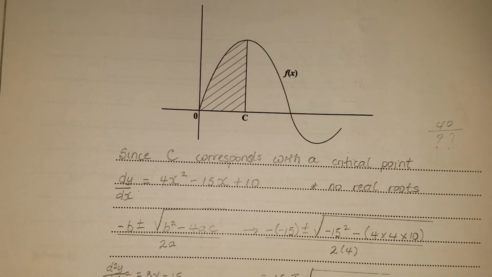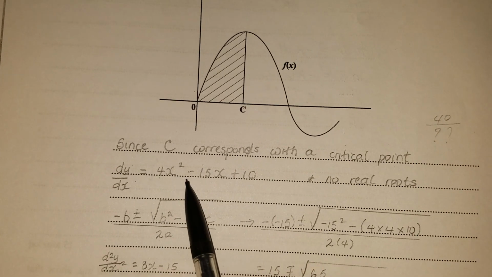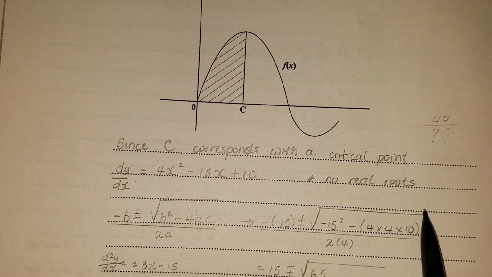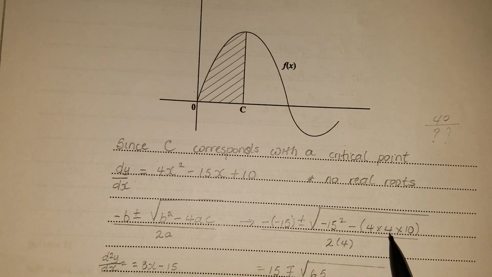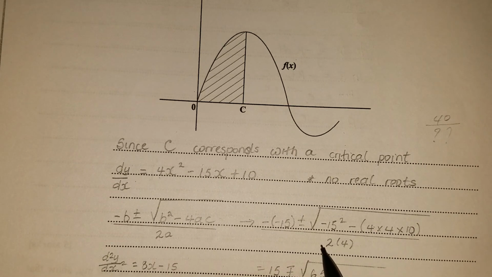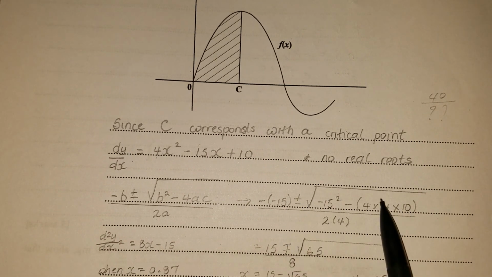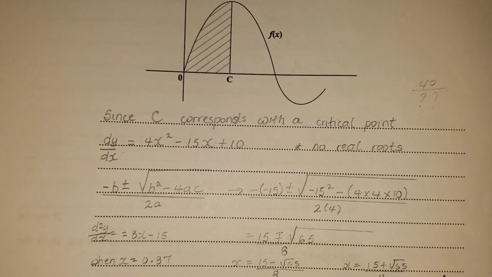So we will then have to use the quadratic formula, minus b plus or minus square root of b squared minus 4ac over 2a. So b is negative 15, so we have minus b plus or minus the square root of negative 15 squared minus 4 times 10 all over 2 times a, which is 4. When this is solved, we get values of x to be 0.87 and 2.88. We have our 2 x values.